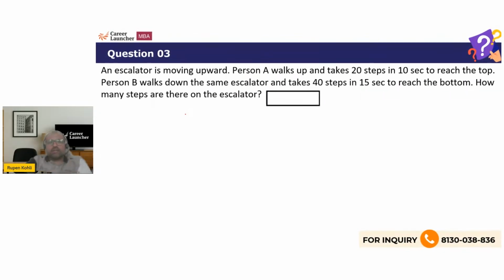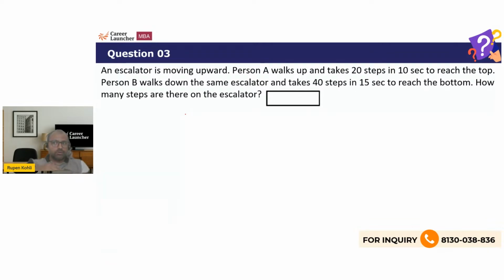So our other agenda is escalator questions, how to handle questions on escalators. Let's see. An escalator is moving upward. A person A walks up, so he is moving with the escalator and takes 20 steps in 10 seconds to reach the top. So the steps that he takes is given. Remember, this is not the steps of the escalator. This is the steps that he takes.